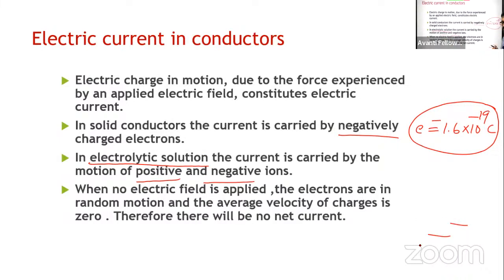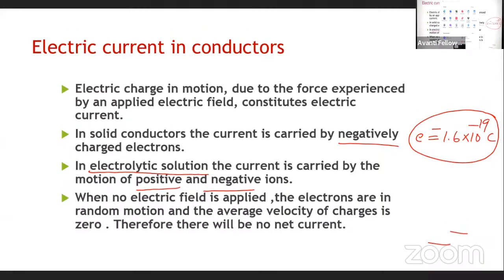Okay, when no electric field is applied, in the absence of an electric field, the electrons are in random motion. So there may be a doubt that all the time the electrons are moving, then how is a current not present? So this is the answer to that question. When no electric field is applied, the electrons are in random motion, but that random motion, one second.